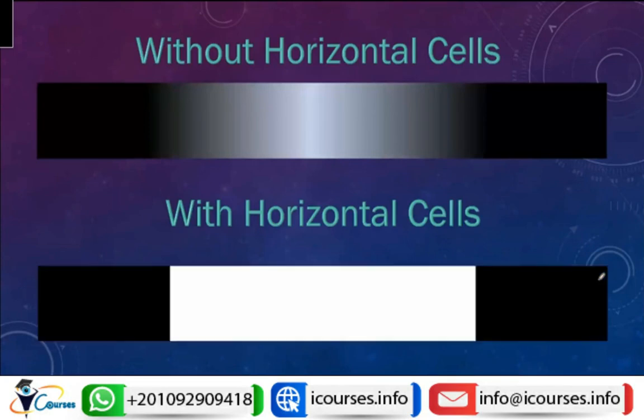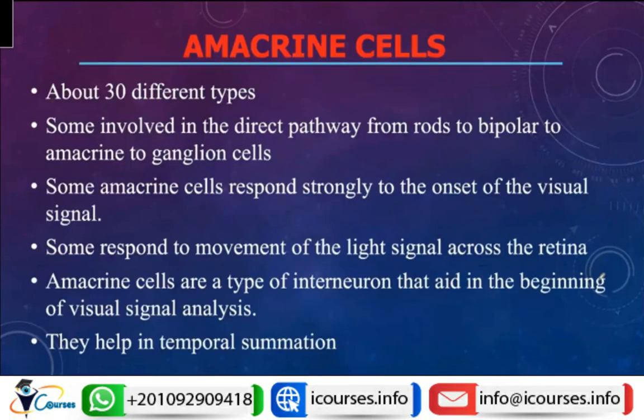Then after the horizontal cells, we have other cells called amacrine cells. The amacrine cells are not very extensively studied, and they found that there are more than 30 types of amacrine cells, involved in modulation of the visual transmission. Some of them form a direct pathway from rods to bipolar to amacrine, acting as a station between the rods and the ganglion cells through which the light impulse will pass.